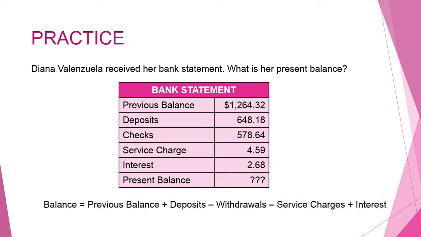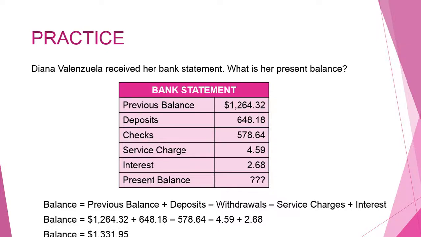Alright, so again, same formula we used previously. We're going to plug in everything we know: $1,264.32 plus $648.18, and then minus $578.64, minus $4.59, plus $2.68, giving us a total of $1,331.95 as the balance.